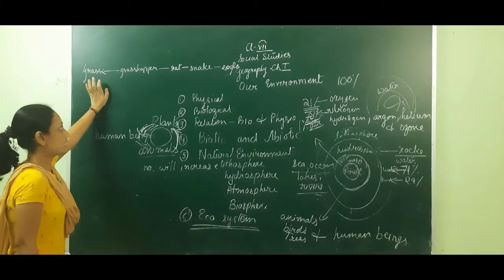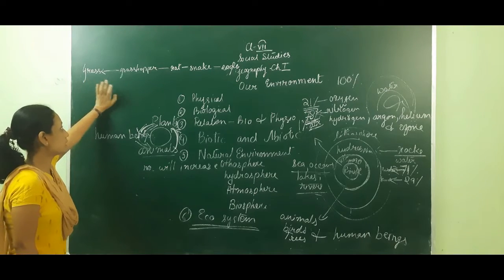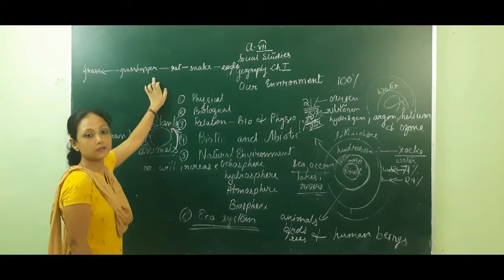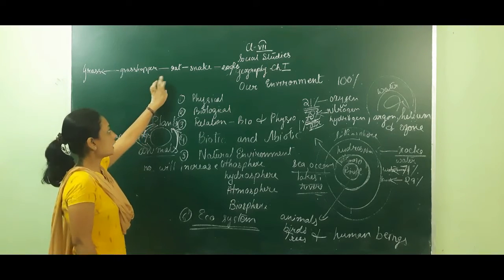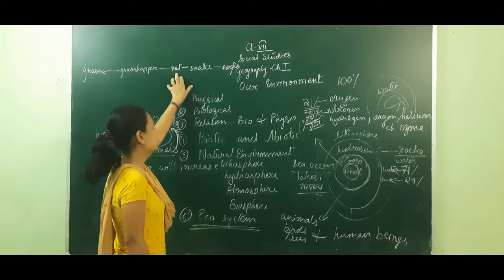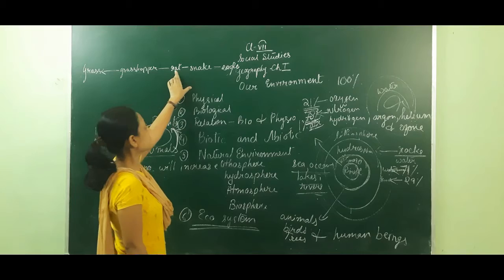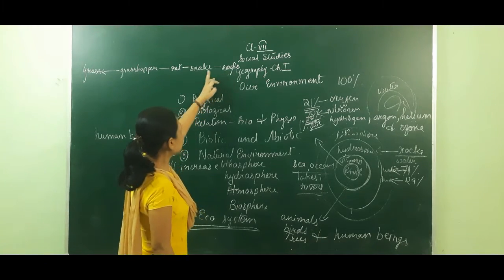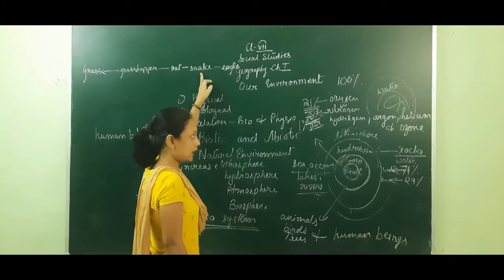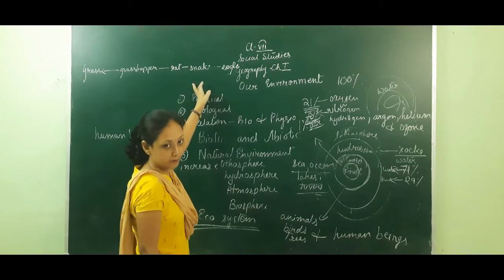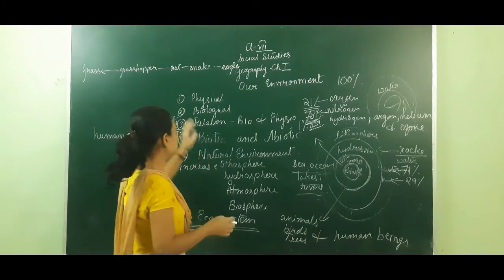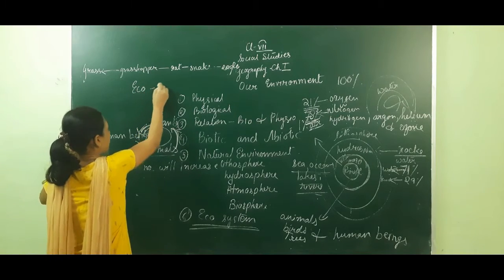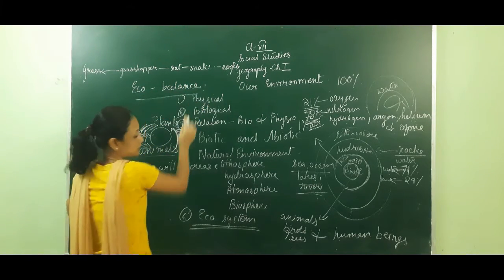Now first, let's start with grass. There will be an abundance of grass if the grasshopper doesn't consume grass, and an abundance of grasshoppers if the rat doesn't consume grasshoppers. The number of rats will be more if the snake doesn't eat the rats. And if the eagle doesn't eat the snake, the number of snakes will be more in this environment. This is an exchange between one another for survival in this environment. This is what we call eco balance. This is what we have in this chapter.